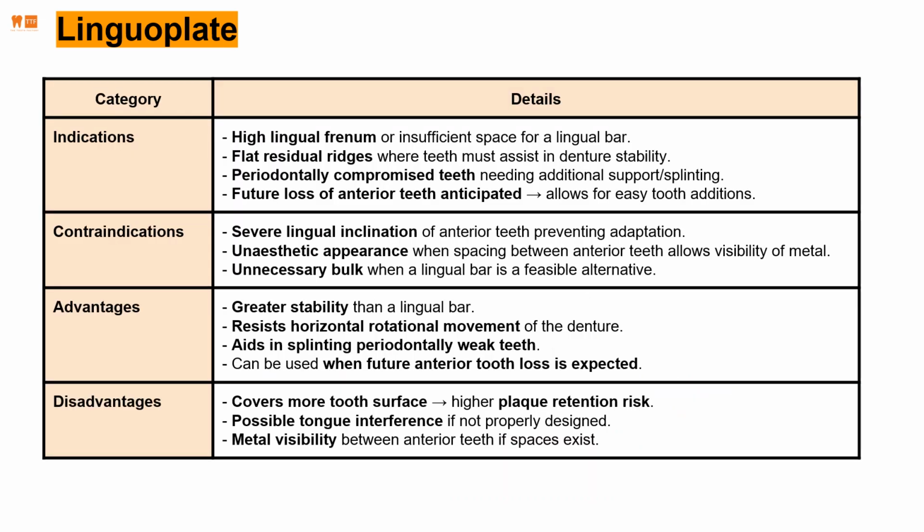So, indications. And of course, we said we will keep the format as is, guys. Indications: high lingual frenum, or insufficient space for a lingual bar. We went through that. Flat residual ridges, where teeth must assist in denture stability. So, periodontally weak teeth. Future loss of anterior teeth is anticipated, so it allows for easy tooth additions because it's covering the cingula. So all you've got to do is add a tooth there.